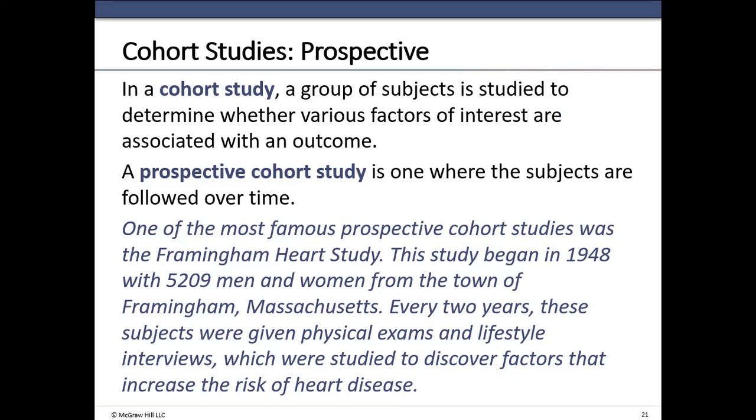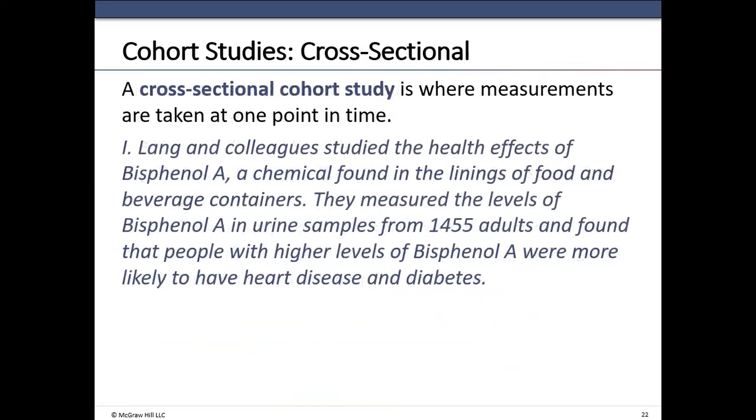Every 2 years, these subjects were given physical exams and lifestyle interviews, which were studied to discover factors that increase the risk of heart disease. This is a cohort study for sure, prospective because you follow them over a period of years. A cross-sectional cohort study is where measurements are taken at one point in time.